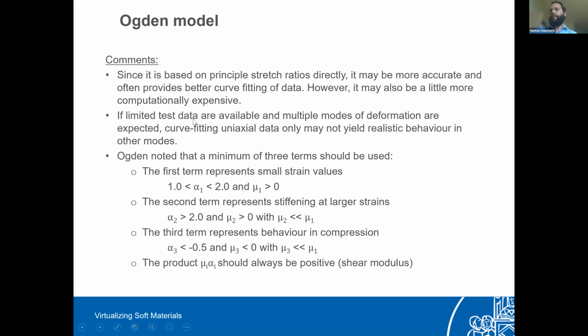You can expect, if you are using at least three terms, again a good representation of the model, because the constants that are describing the model are able to represent, for example, small strains through the definition of alpha 1. The second term is able to represent the stiffening at larger strains, and the third is able to help in representing the compression part.